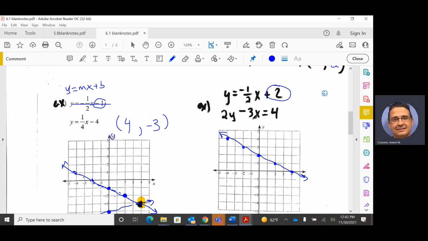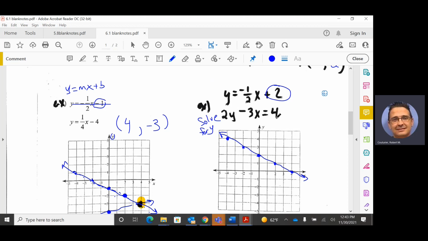And uh-oh, this is an issue here. This isn't in slope-intercept form. So if we remember from our last chapter, section 5.5, we are able to take this. If we want to solve for y, that will put this equation into slope-intercept form for us, and then we can easily graph it.